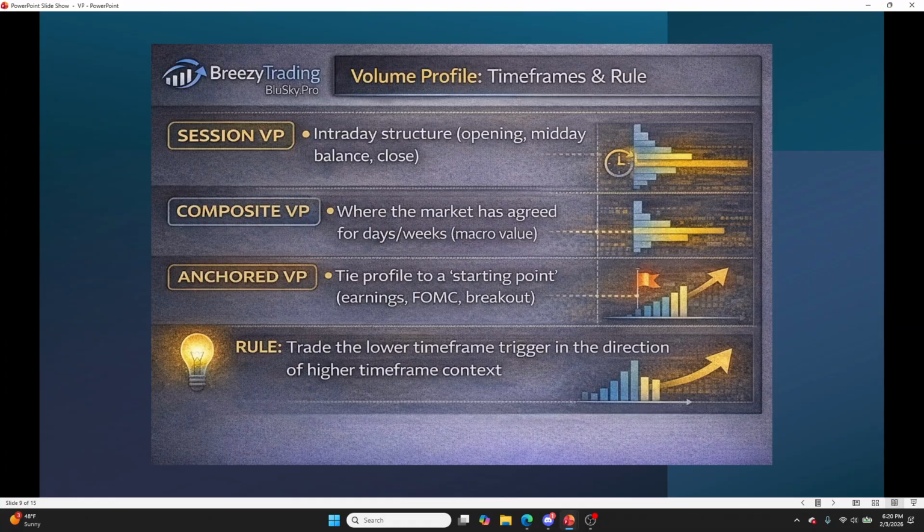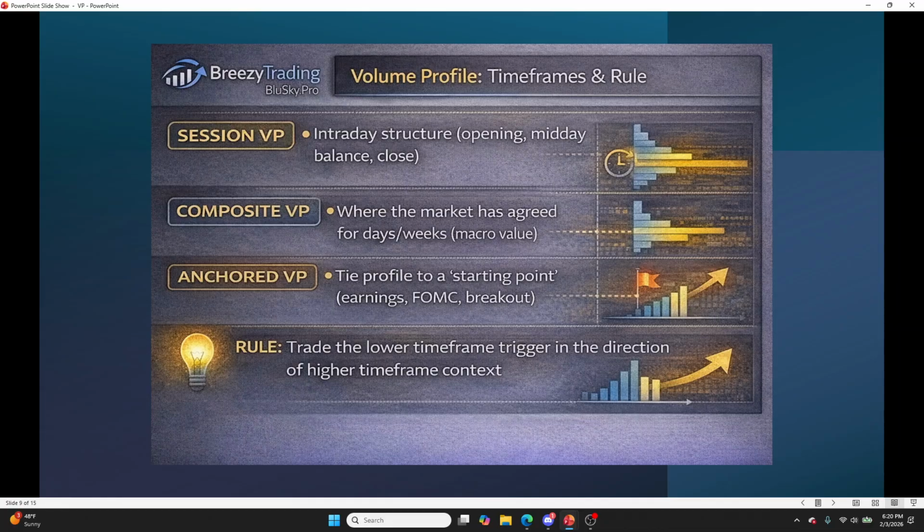If you're playing same day session volume profile, you have to let data form. To me, it's best if you're going to use session, use the prior day session because you're going to have confirmed breaks of critical liquidity points. Composite volume profile is where the market has agreed for days or weeks, and it's typically going to be a macro value area. I will show what I do and what I looked at today and how it worked out using a monthly profile.